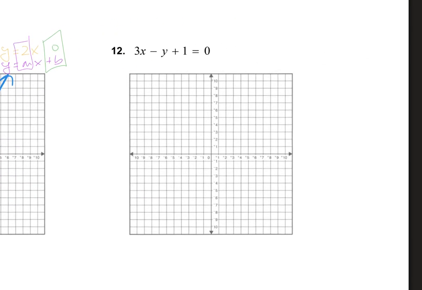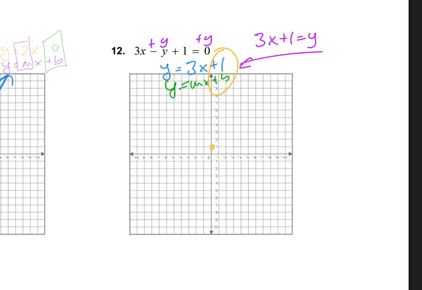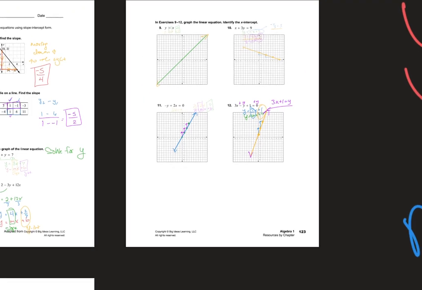Number 12. I'm going to add y, and I will get y equals 3x plus 1. If that seems like I did a whole lot at once, add y, and I would get 3x plus 1 equals y, and then I just flipped it around, so it would be like that. This is now y equals mx plus b. 1 is our y-intercept. Our slope is 3, so we're going to raise up 3, run over 1, raise up 3, run over 1. So we got a dot there and a dot there. Let's draw our line. Slap some arrowheads on the end, and we're done with that one.